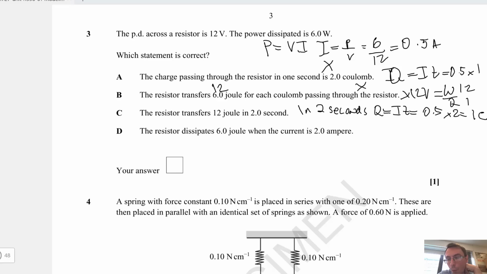So if we have 1 coulomb in 2 seconds, the voltage will be equal to W over Q, meaning that W will be VQ, meaning that the energy will just be 12 times 1. So yeah, this one here checks out. So this one here is correct. Correct answer is C.